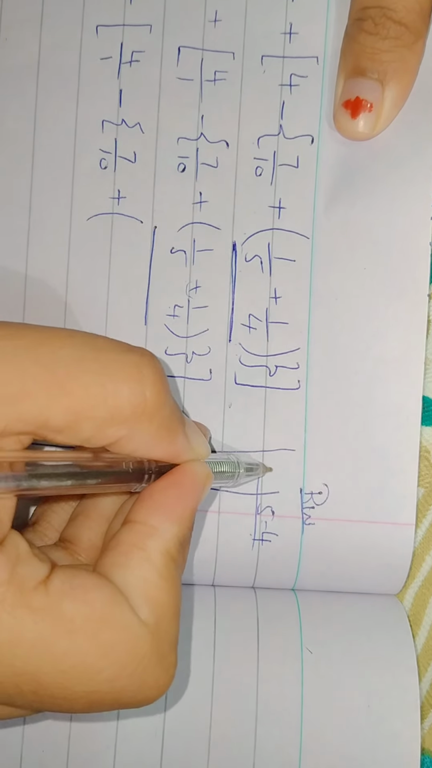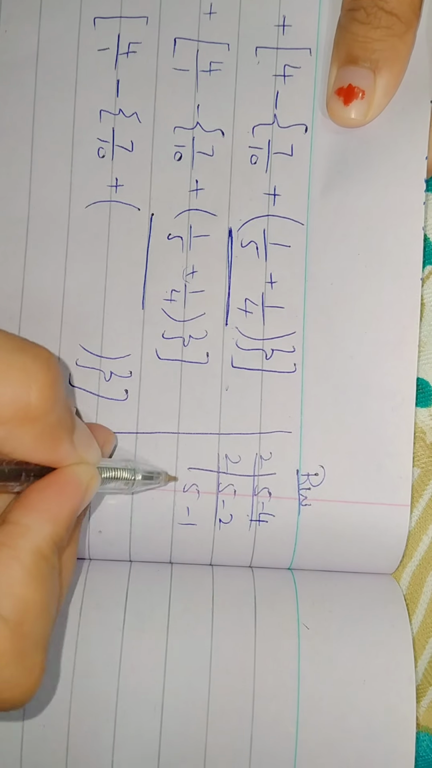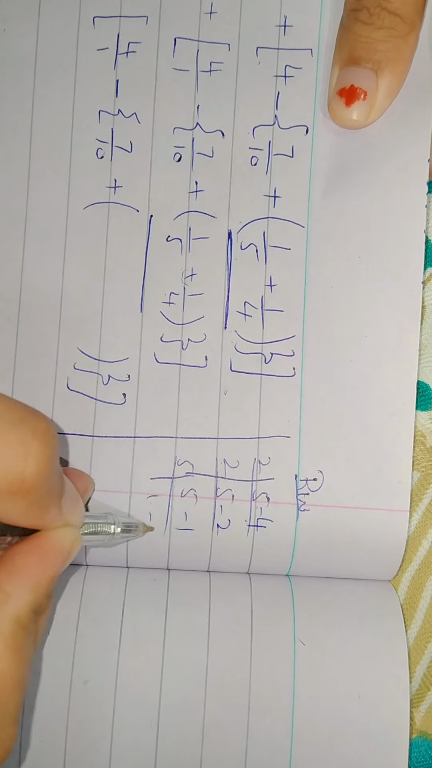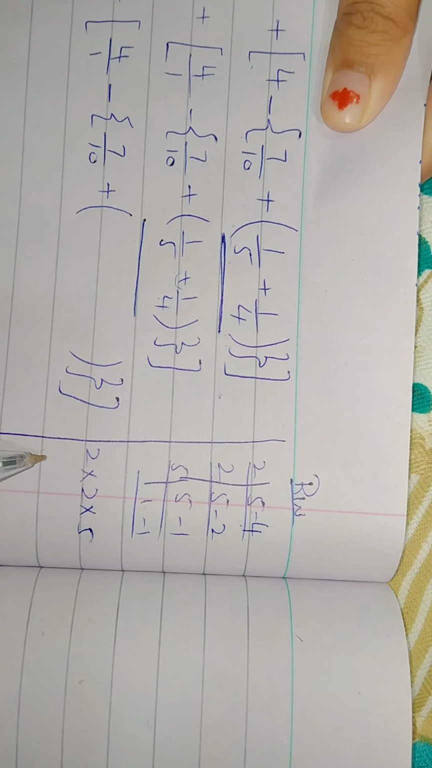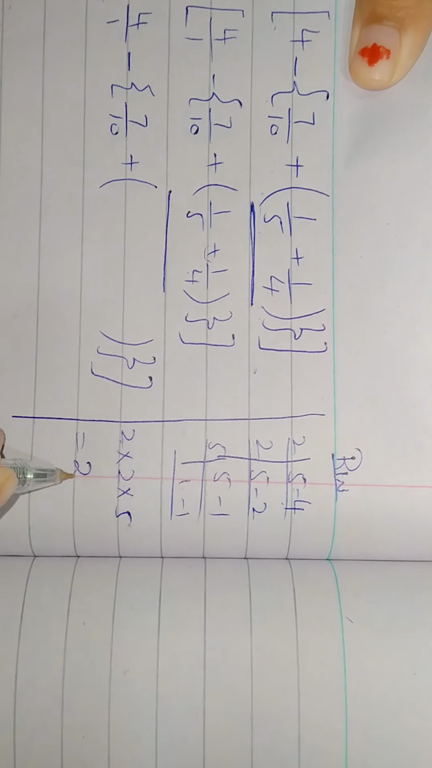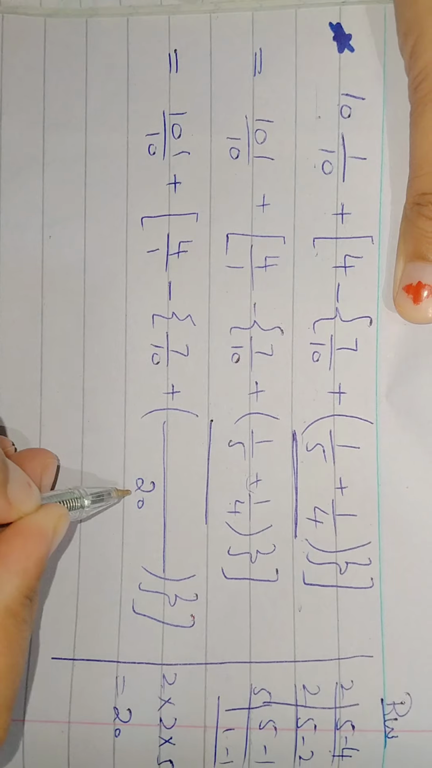4 is divisible by 2, 5 will remain as it is. 2 2s are 4, and then 2 1s are 2, 5 1s are 5. What are the factors? 2, 2 and 5. 2 2s are 4, 4 5s are 20. Fraction line, 20 is the LCM.